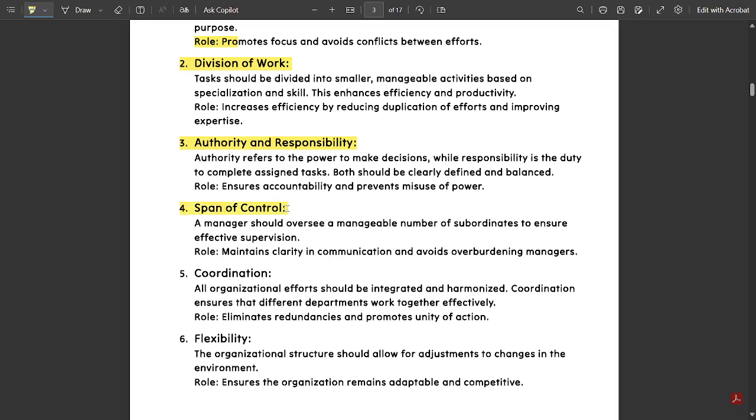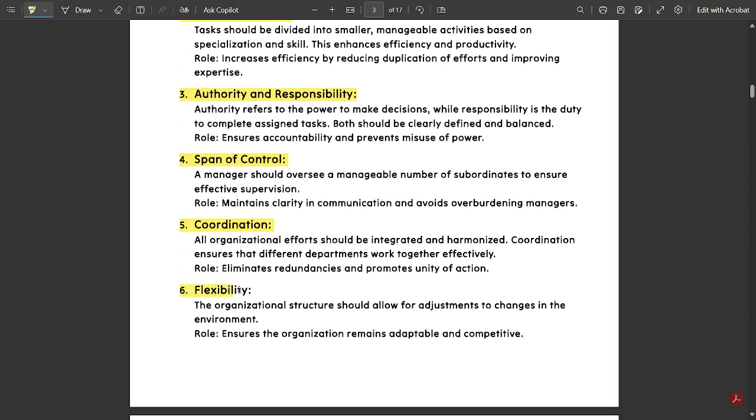Okay. Next is span of control. Its role is to maintain clarity in communication and avoid overburdening the managers. Okay. Next point is coordination. It eliminates redundancies and promotes the unity of action. Next is flexibility. The organizational structure should allow for adjustments to changes in the environment. Okay, it ensures that the organization remains adaptable and competitive.